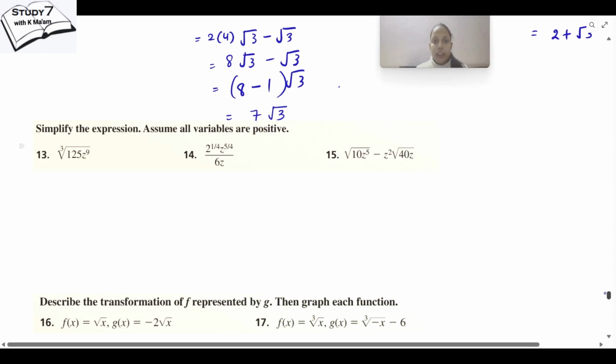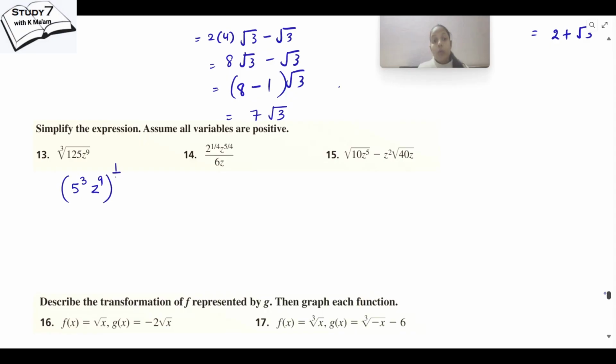Simplify the expression, assuming all the variables are positive. So we have to keep the power positive here. 125 z power 9. 125 can be written as 5 power 3, and then z power 9 is all this, and the whole power is 1 over 3. Cube root. This 3 and this 3 cancel. 5 here. 3 and 9 cancel, 2 here. 3 3s are 9, so 3. So you will get 5z cube.